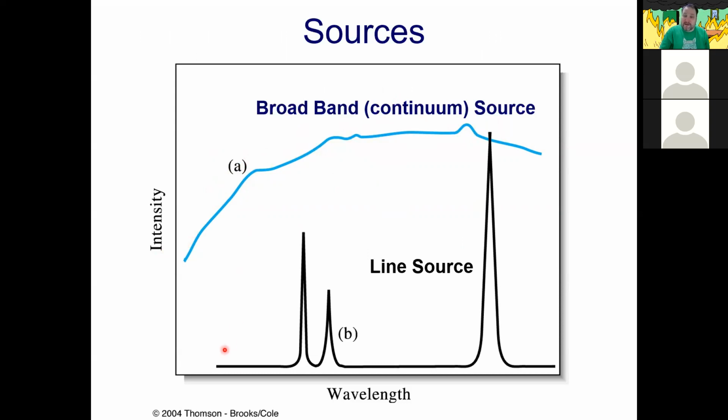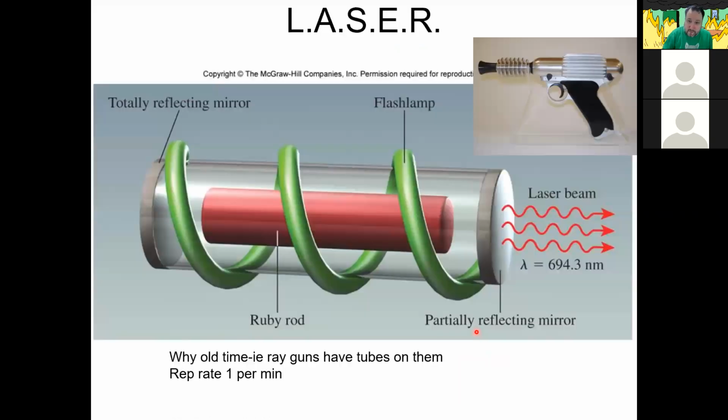Alternatively, you could have something like a line source. So something that would be either an atomic emission, so we've got a hydrogen light bulb back there, or a deuterium light bulb that's going to give us some very intense ultraviolet lines. And that line source is only going to have a couple of narrow bands to it. Probably the ideal line source is the laser.